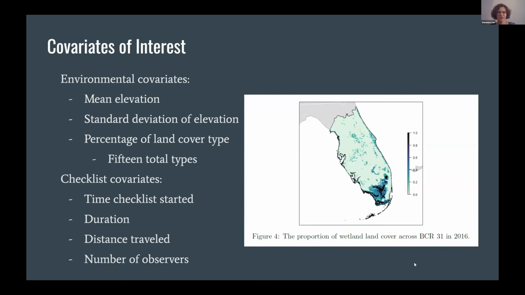So I'll now briefly go over my covariates of interest. There were 2 types of covariates that I included in my model. The first are environmental covariates. These are related to the intrinsic properties of the circular area that is around where the checklist was recorded. For example, over here, I have a map showing the wetland data that I used to generate the wetland covariate. And then also the checklist metadata that comes from eBird.